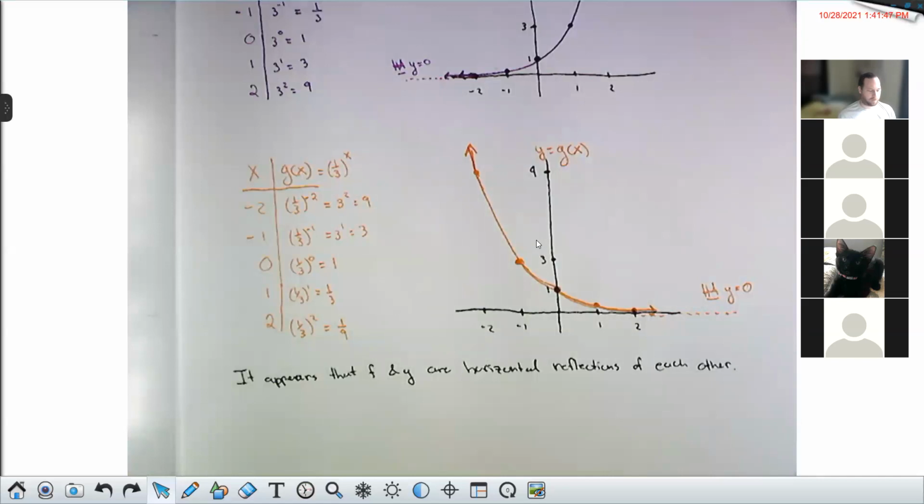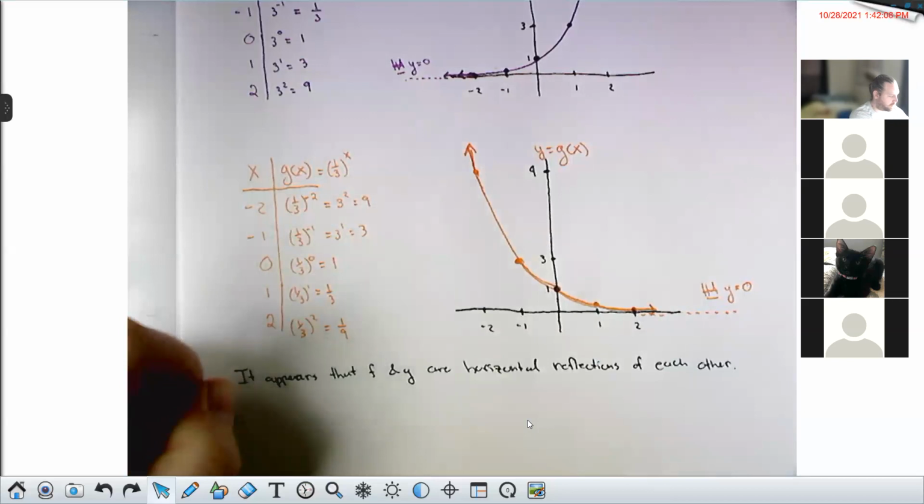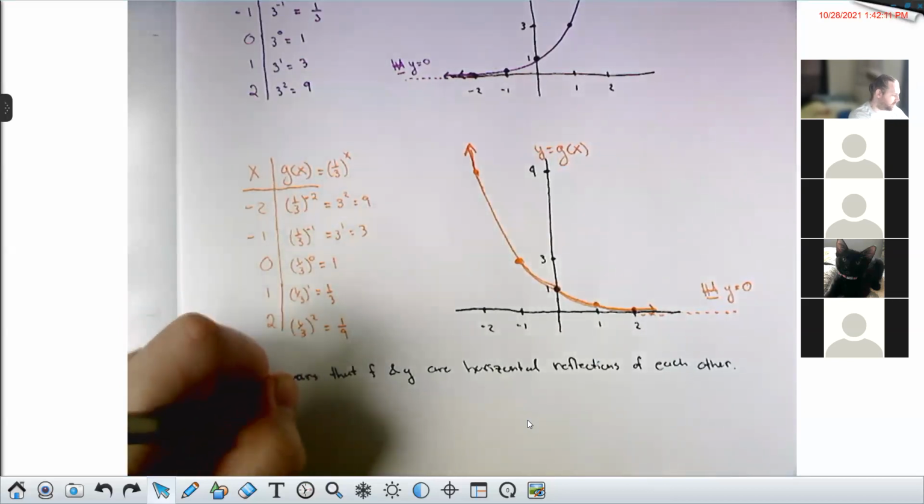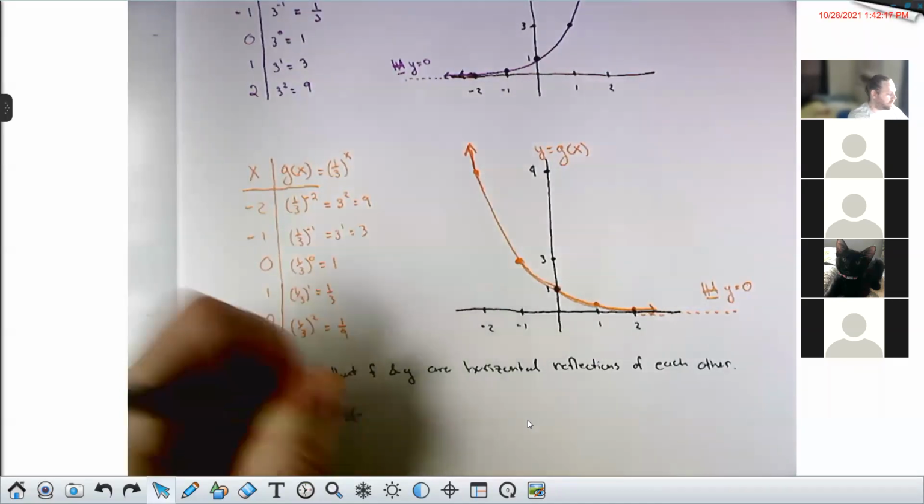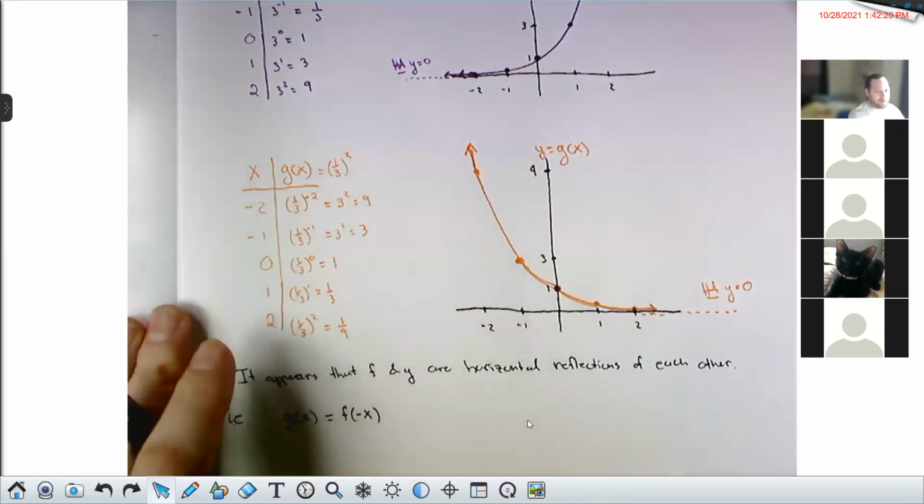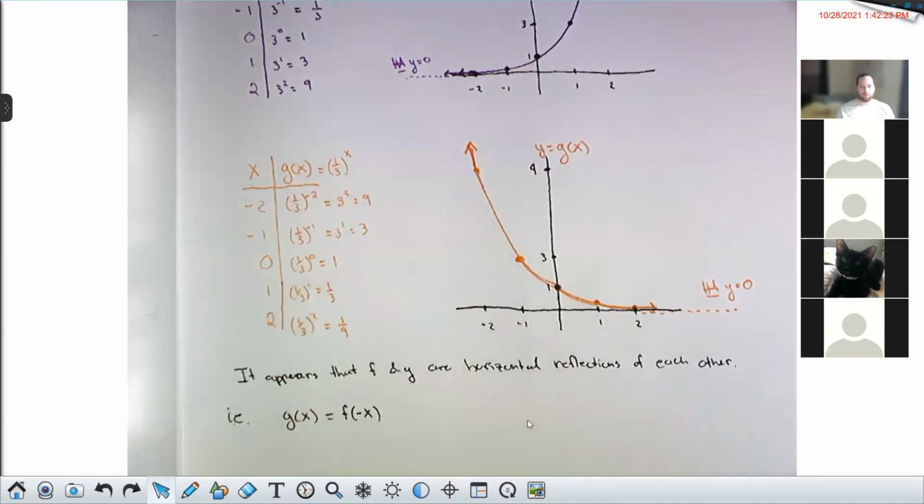Think back to your transformation stuff, right? Section 2.6, sorry. Okay, that's all right. So it appears that g of x should be the same as f of minus x. Very good, right? When we multiply on the inside of the function by a -1, that flips everything over horizontally. Can we verify this algebraically?